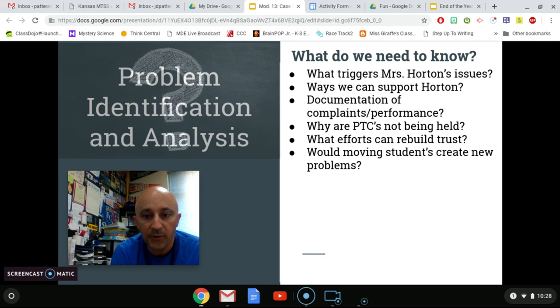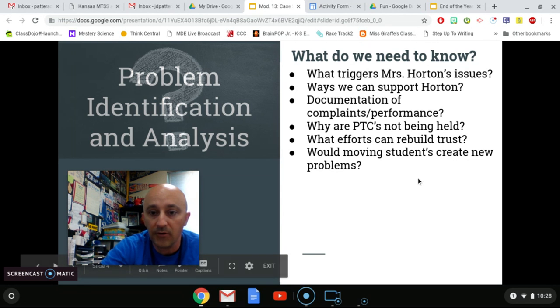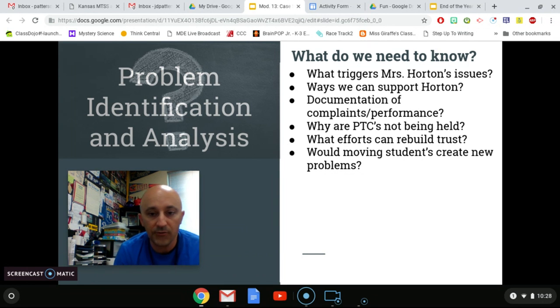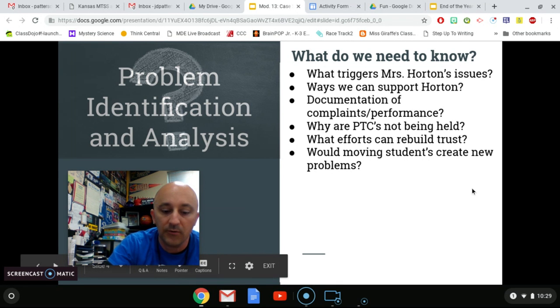What efforts can we go through to rebuild trust with the students in Mrs. Horton's class, with the parents in that class, and with other staff that she's kind of burned bridges with? So we need to start rebuilding that. And then, would moving students create new problems? I know a lot of classes are structured in a way because of the support that's in those classes. So if we start moving students around, is that going to affect the support that those classes have?